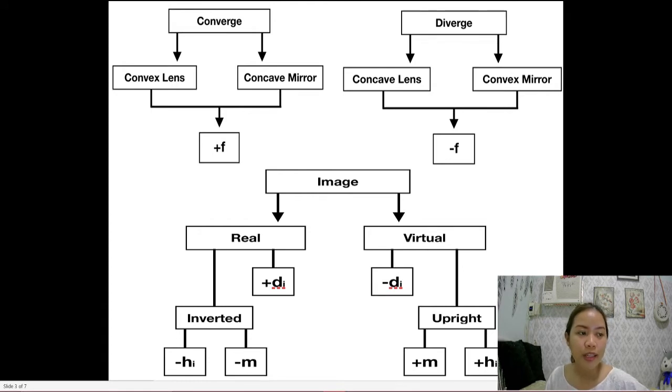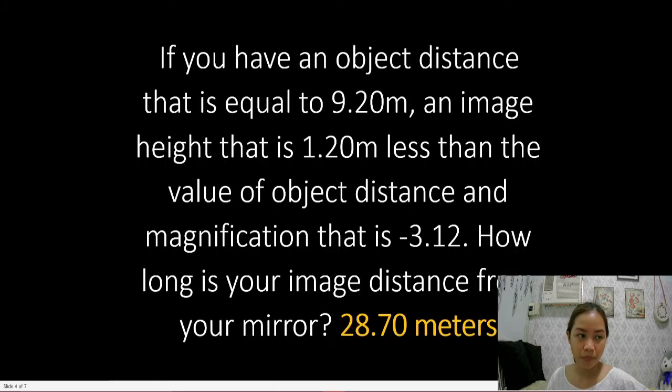Let us have our first problem. An object distance is equal to 9.20 meters, an image height is 1.20 meters less than the value of the object distance, and the magnification is -3.12. How long is the image distance from the mirror? Now, in the problem, we already have the value of the image distance, and that is 28.70 meters.